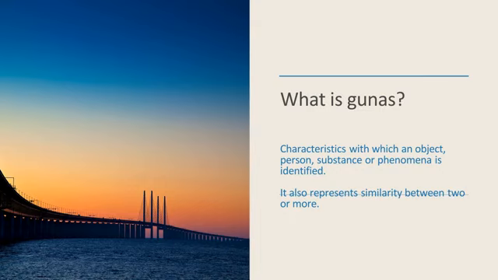For example, if I say one particular person, how do you identify him? We know the name, but we identify him with his qualities, with his gunas. Similarly, when I say sweet, you identify a substance as sweet with its quality. It gives something in your system. Thus, gunas are the tools which will allow you to identify any substance, any people, or any object.